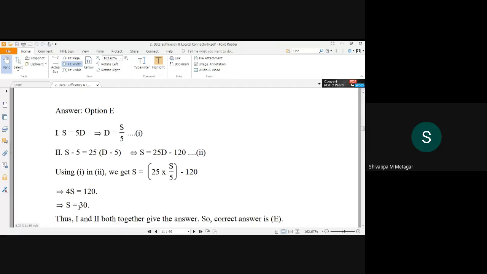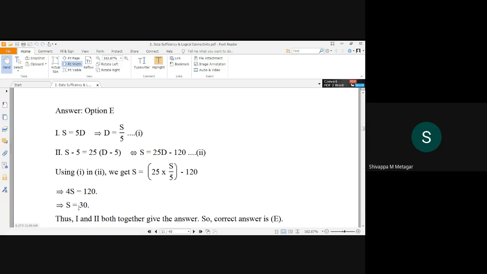So h is equal to 30. Here you can consider both the equations: after using both the statements, we find the value of the given question. So in this one, both statements together can give the right answer to the given question. Is it clear? One alone is not sufficient, two alone is not sufficient. After combining both the equations or both the statements, we have to find the value of the given question.